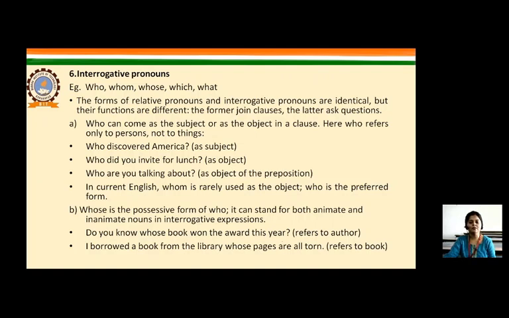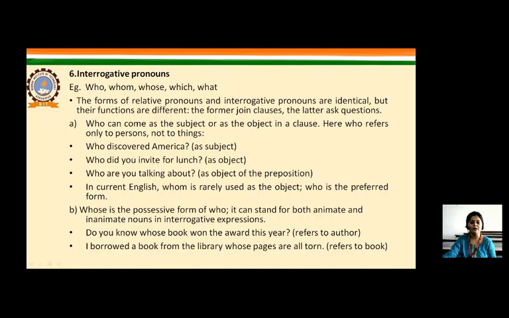The former joins the clauses. So the relative pronouns are used to join clauses. Clauses, you mean groups of words. But the latter, that is interrogative pronouns, are used to ask questions. So if you are asking any query like how to do this, who is the culprit, who did this, where are you, whose is this, in all these questions you are using an interrogative pronoun.